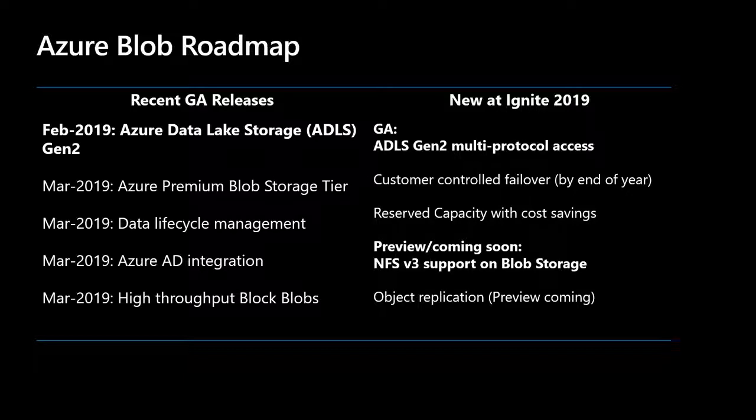Customer-controlled failover by the end of this quarter, which will allow you to fail over a GRS account from a primary to a secondary. Reserve capacity: we announced the ability to pre-purchase storage at 1 to 3 year increments at specific block sizes at a 30% discount. And then last, object replication, which will allow you to specify a source and destination storage account and replicate your blob storage between those.